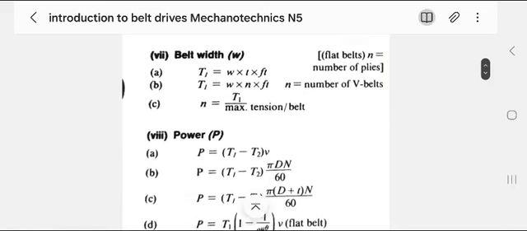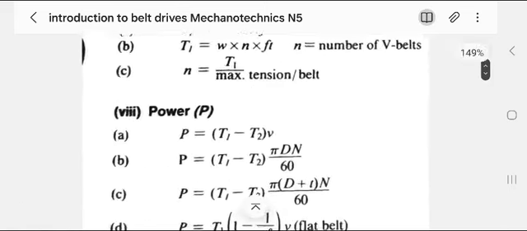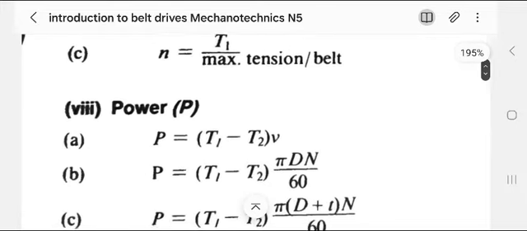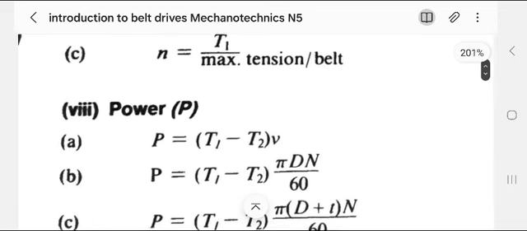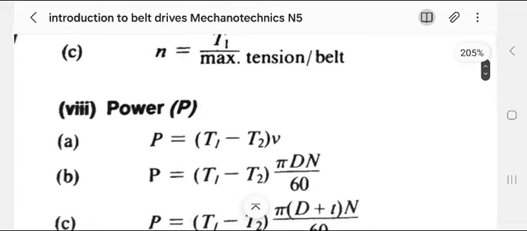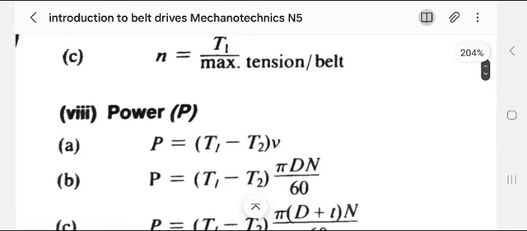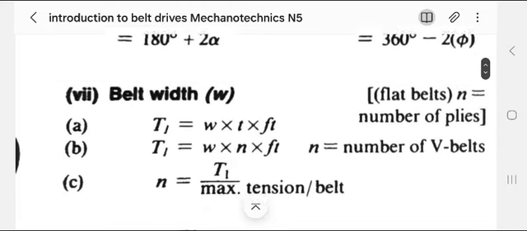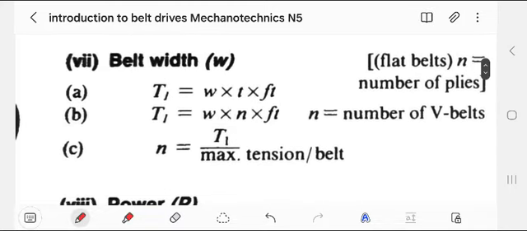Then now we want the belt width. Let me zoom in a bit. Sorry. Now I want the belt width, which will be given. This is T1, the tight tension. The tight side, the tight belt.